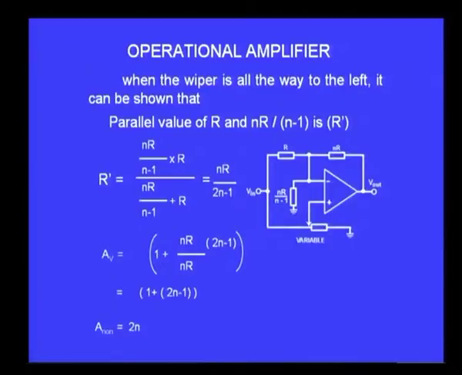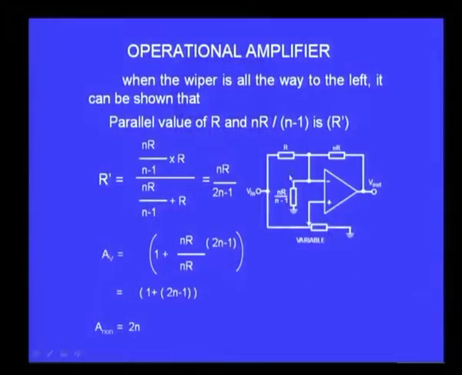So, before I do that, what I have done is, if I ground this terminal, then I have 2 resistors connected to the ground in parallel at the inverting input. Then what will be the effective resistance of these 2 resistors? I call it R prime, and I have calculated it as NR by n minus 1 multiplied by R divided by NR by n minus 1 plus R. R1 into R2 divided by R1 plus R2 is the effective resistance of 2 resistors R1 and R2 connected in parallel.